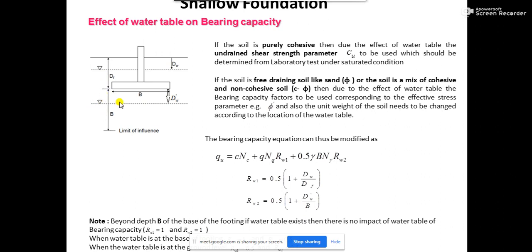in that case, in the bearing capacity equation there is another factor, that is 0.5 gamma B. See, this term is involved with B. So this B term will be impacted by the water table, and this portion of the bearing capacity equation will be required to be multiplied with a factor which we are mentioning here as Rw2, and this Rw2 is nothing but the water table correction factor.